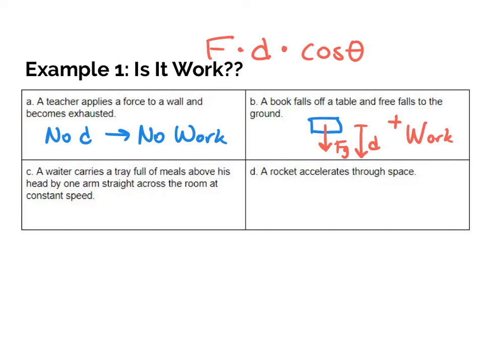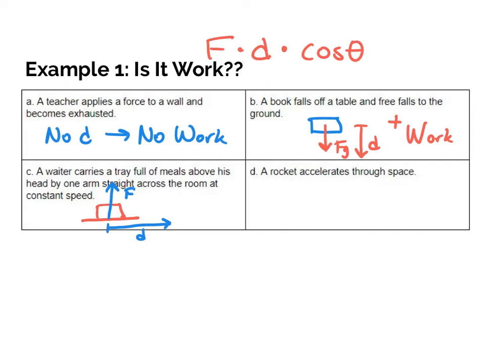Okay, so here it says a waiter carries a tray full of meals above his head by holding one arm straight across the room at a constant speed. So imagine a tray of meals. So here's a tray, here's some meals on it. When he's holding that thing, he's applying a force upward. Now this is a sassy one, but it says he walks straight across the room. So as he's applying a force upward, he is moving forward.